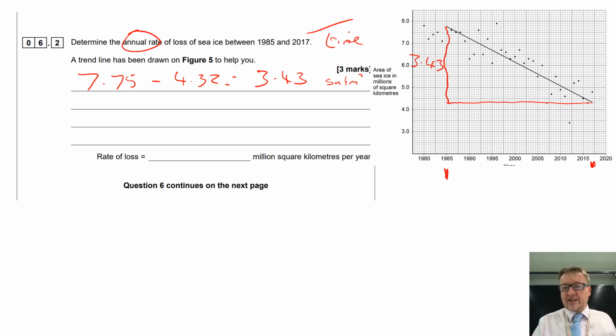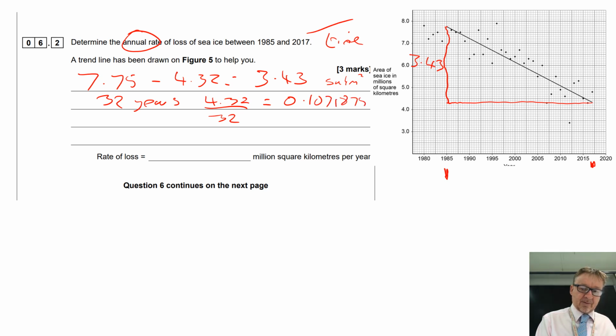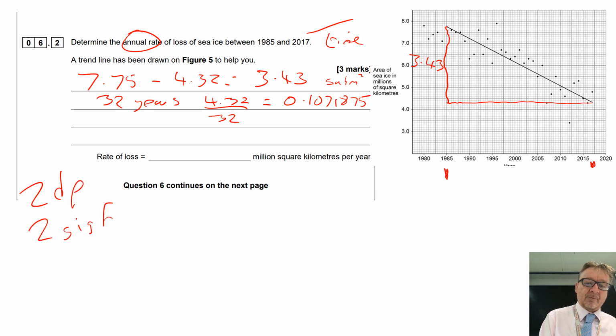Then I've got to do the difference in the years. So the years is 32 years. And then I've got to do my sum, which is 4.32 divided by 32 equals 0.1071875. All right. Now, it doesn't tell me how many significant figures it is. So what I'm going to do is do it to two decimal places. Two decimal places, which is basically the same as two sig figs. So rate of loss, million square kilometres per year, is 0.12 million square kilometres per year.